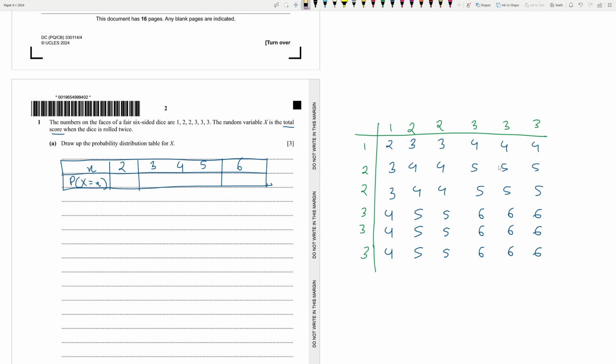So now what? We have to write down the probabilities, okay? So how many times did we get 2? Just once. So that's 1 out of 36 times. How many times did we get 3? 1, 2, 3, 4 times. 4 out of 36. And for 4, 10 times. 10 out of 36. And for 5, 12 times. 12 out of 36, 1 by 3. And for 6, we got it 9 times. 9 out of 36 times.